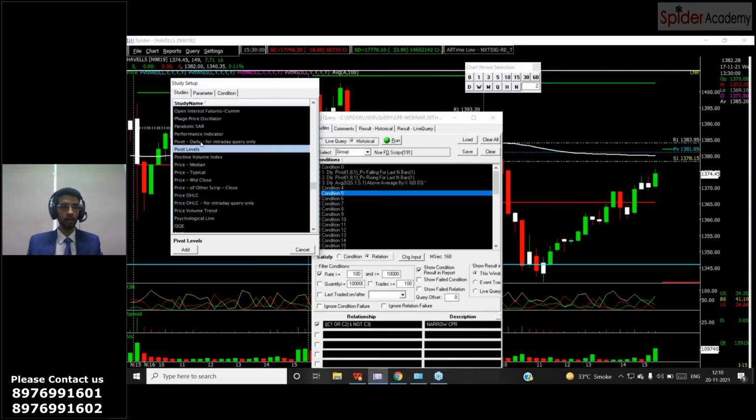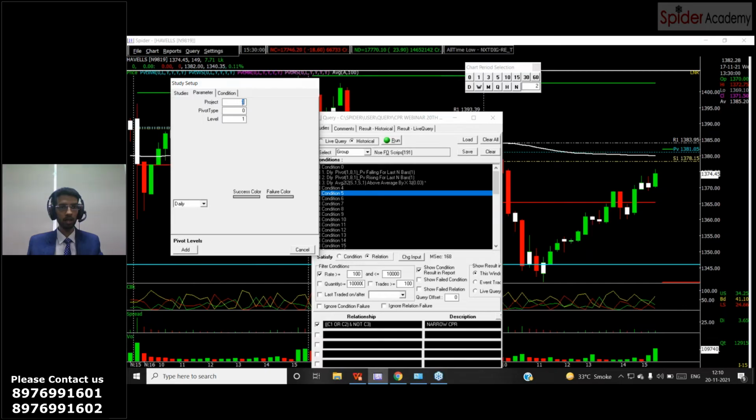In that, we have to click on the parameters, and here you can see it's a project. So we always need to select project 1. Okay, and when we click on the pivot type, we have to indicate the specific pivot number. So in this, you can see the central pivot is 8. So we have to choose pivot type as 8. And in level, we have to choose 1, because in central there is only one resistance and one support. So I have to choose level 1. And here you have to choose daily.